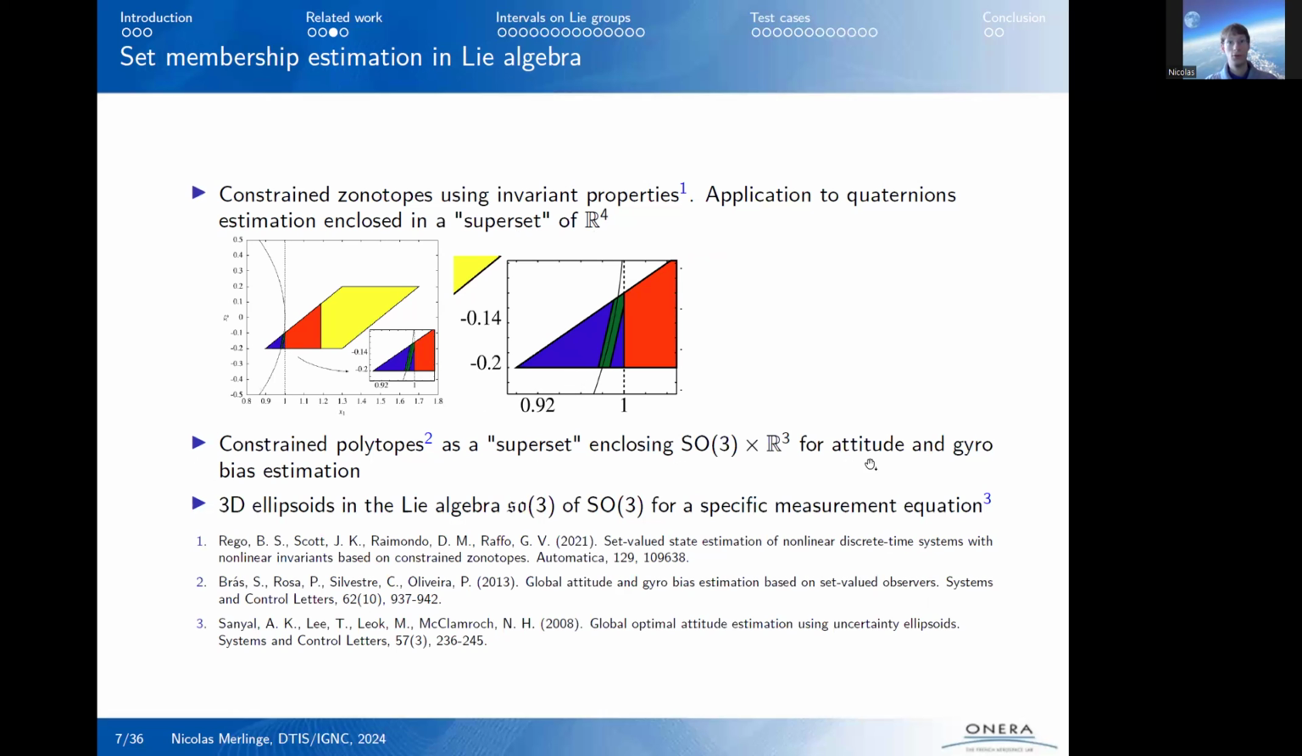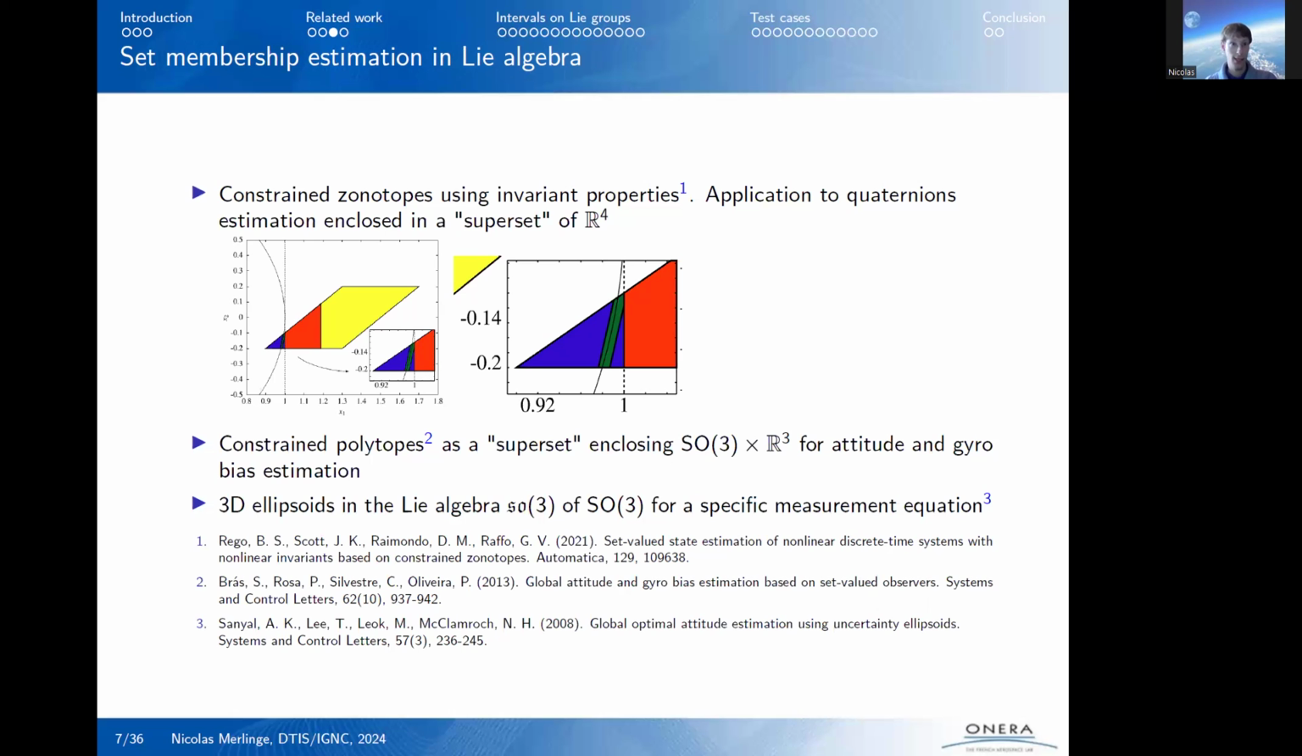And the second work concerns rotation matrices. So there is a constrained polytope that will enclose some rotation matrices. So here we are more in the concept of enclosing the manifold elements in a superset. And the third point is quite interesting too, because it uses a bijection between the rotation matrices set. So it's basically a Lie group. It's SO3, the special orthogonal group, and it uses a bijection between this group and the Lie algebra.